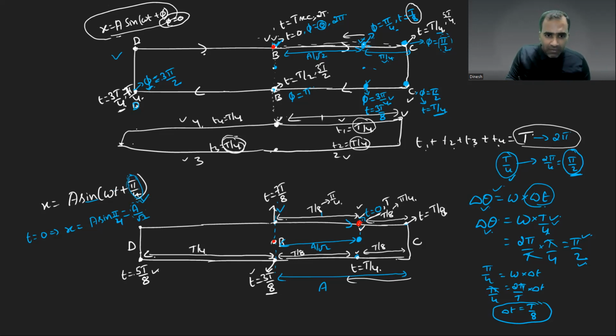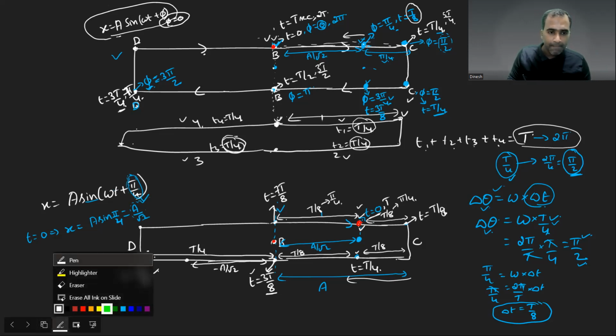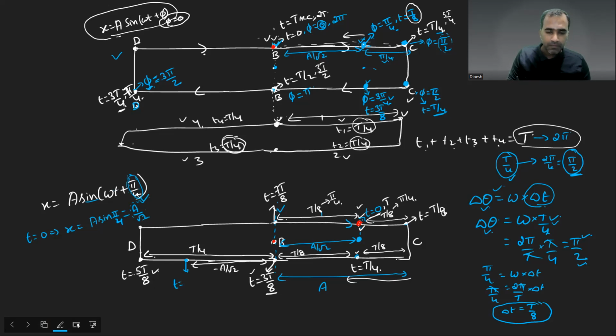Okay. Now, can you tell me this point? After how much time you'll reach this point, which has a displacement of minus a by root 2? I'm talking about this point. Can you tell me after how much time we'll reach this point? T by 2. Very good. T by 2 seconds.